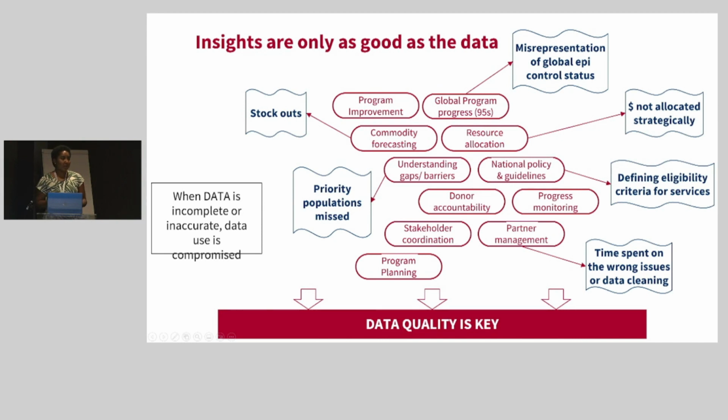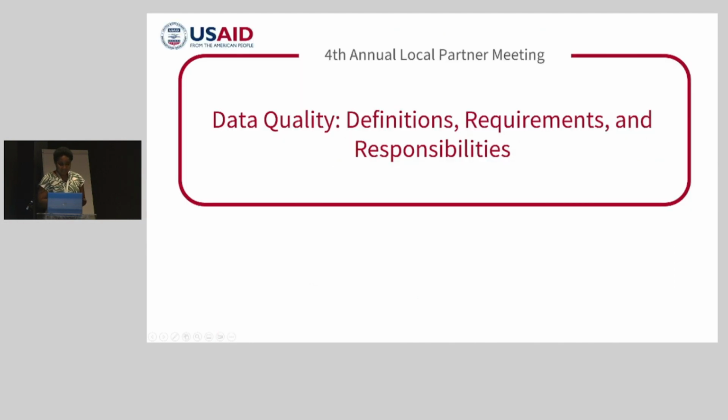So if it's not well informed, if you don't have good quality data, you might help draft a guideline that limits the type of services you can provide to your clients. Some of us in our countries may have experienced that with PrEP. We may have experienced that with index testing. So think through how you can improve data quality in your data collection system, so that these outcomes are considered.